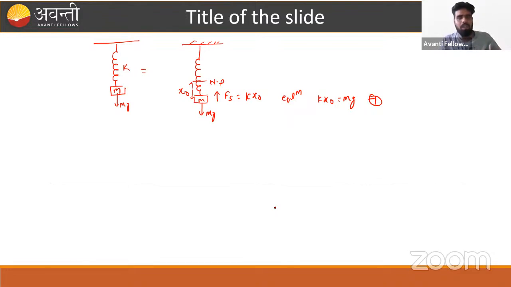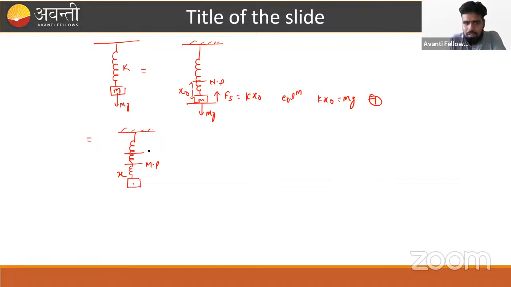What is the next step? Once you have the equilibrium position, what do we have to do next? Next, we have to slightly displace the block. Suppose this is our mean position, and from the mean position we displace our block by a distance x. So what is the net force at the new position?